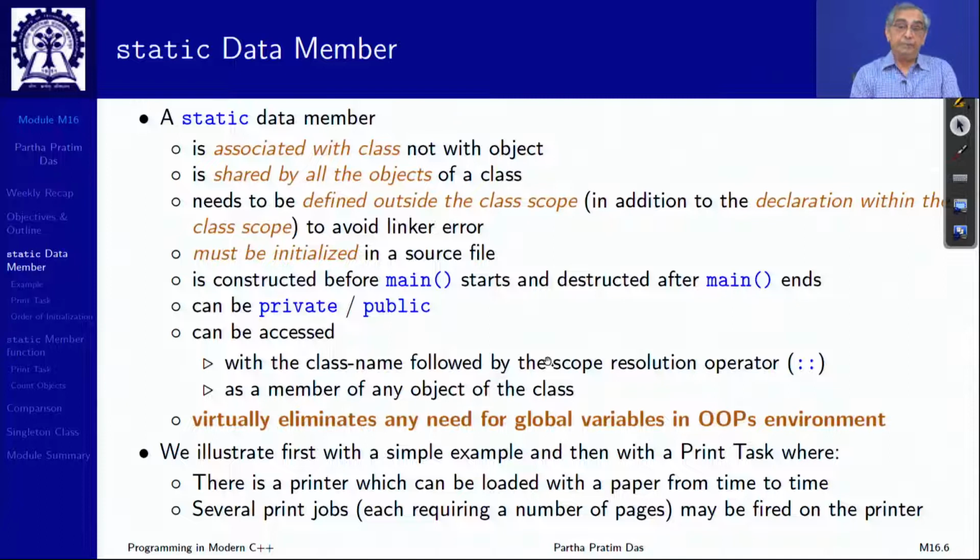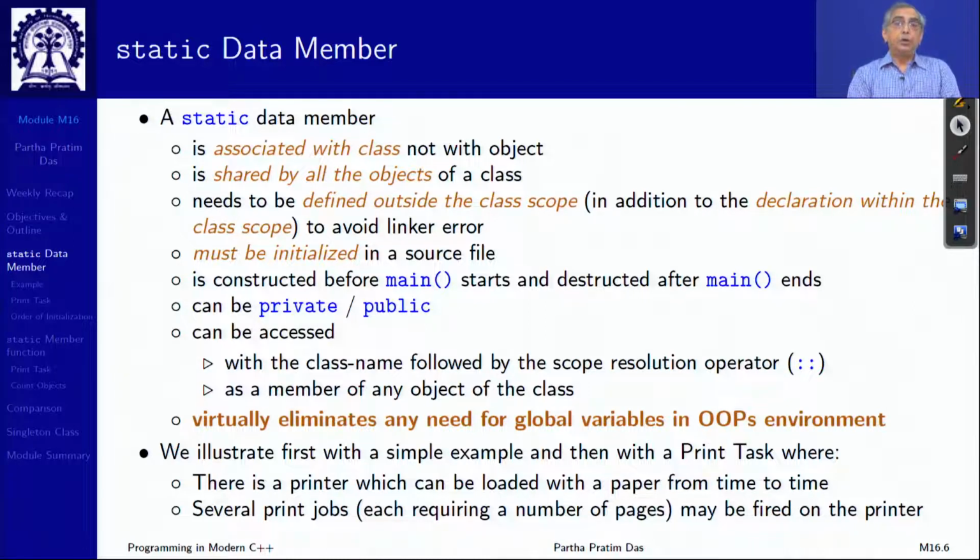So, a static data member, in contrast to the data members that we have seen, which henceforth we will have to call non-static data members, is associated with a class, not with an object. That is the basic difference. A class that I define can have multiple instances of objects created. All of them will share the same static data member. It is like a global value, but limited to that particular class only.